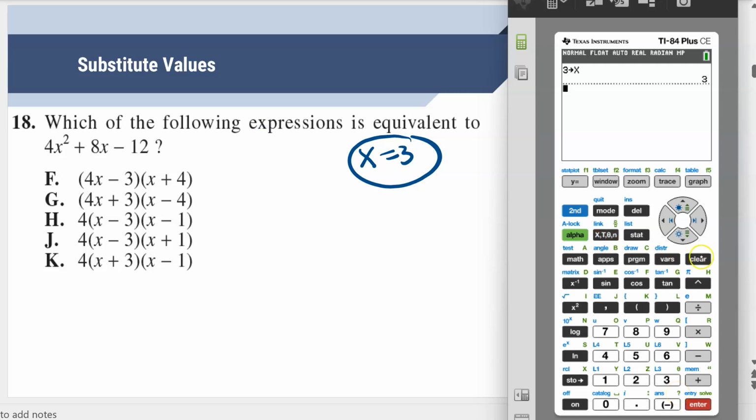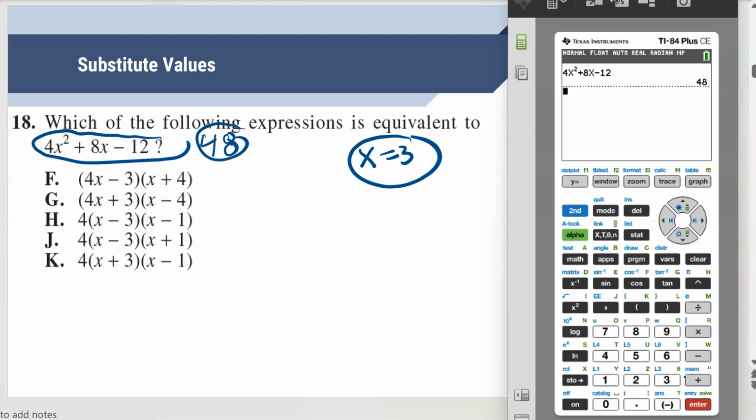So what that means is anytime I press x, it's going to return the number 3. It's stored the number 3 as an x. Well, let's go ahead and figure out what we're trying to get here. 4x squared. Okay, we get an answer of 48. So we're trying to figure out which of these expressions gives us an answer of 48.